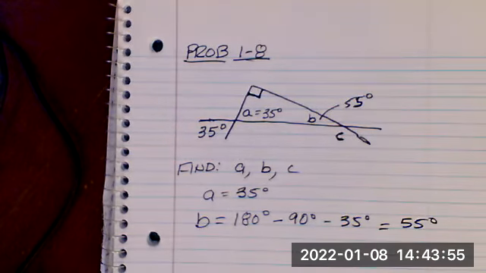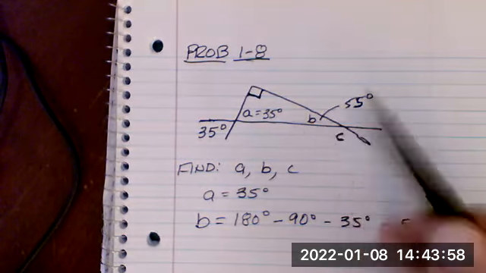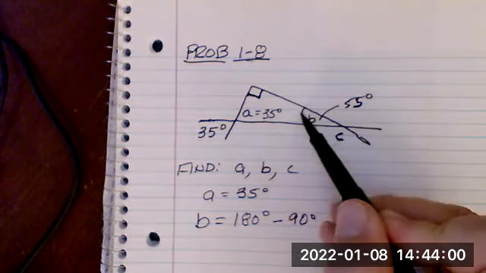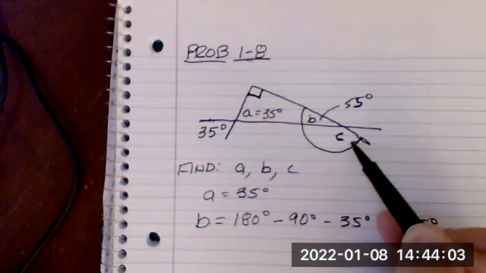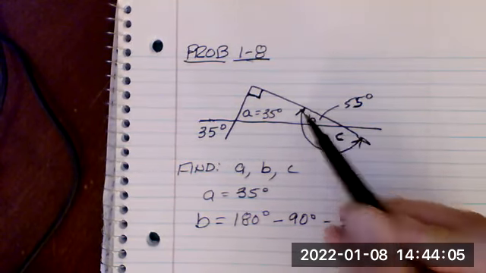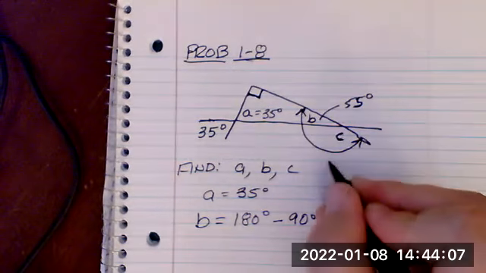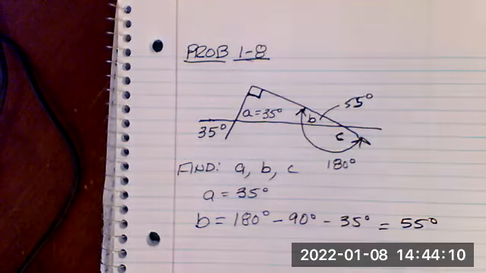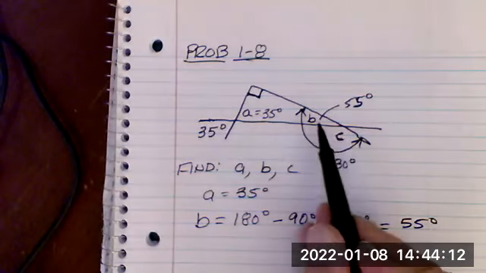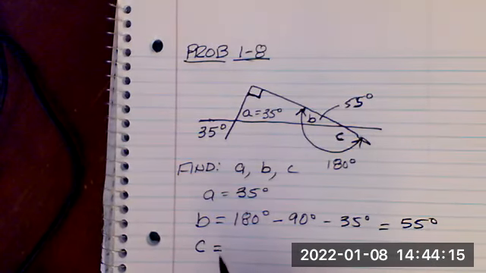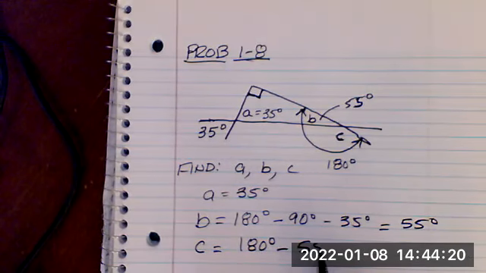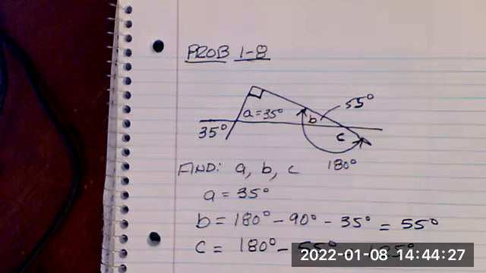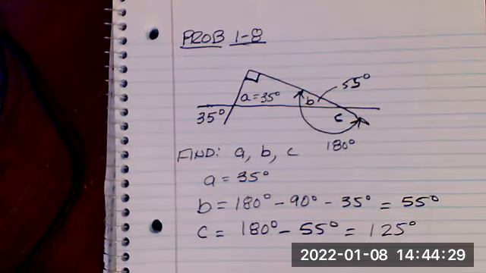Now, we know that this is a straight line. The angle of a straight line right here, this angle here should be 180 degrees as well, okay? So if this is 55, then C, 180 degrees minus 55 degrees equals 125 degrees. And that completes that problem.